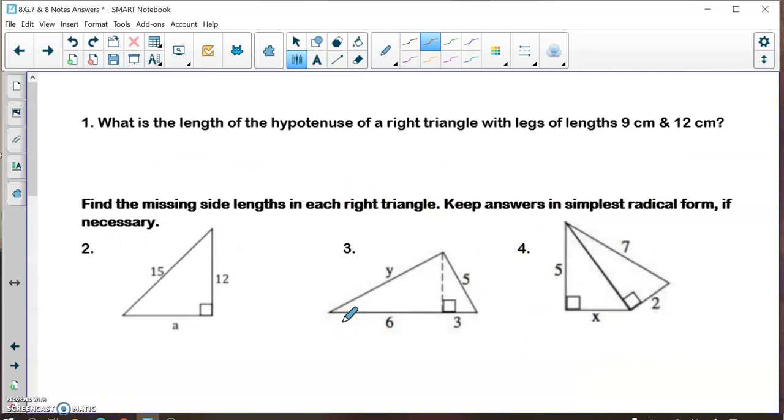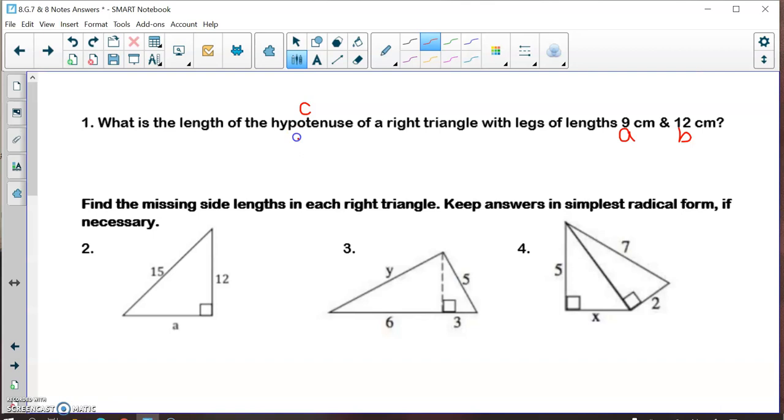Number 1, what is the length of the hypotenuse of a right triangle with legs of lengths 9 centimeters and 12 centimeters? Well, your hypotenuse should always be the c in your formula. So we want to find c, whereas your legs will be your a and your b, and it doesn't matter which one you label a and which one you label b. I'm going to label the 9 a and the 12 b. But if you labeled the 9 b and the 12 a, that's completely fine. You would get the same answer, and that's because addition is commutative.